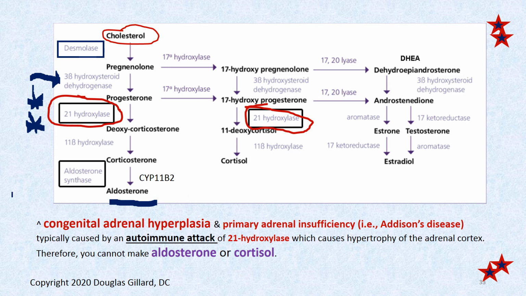And then aldosterone synthase is the final step. That's also called a cytochrome P450 11B2 enzyme. But just know them as the old clinical names, because these are the ones that will show up on boards: aldosterone synthase, 21-hydroxylase, desmolase. Right?